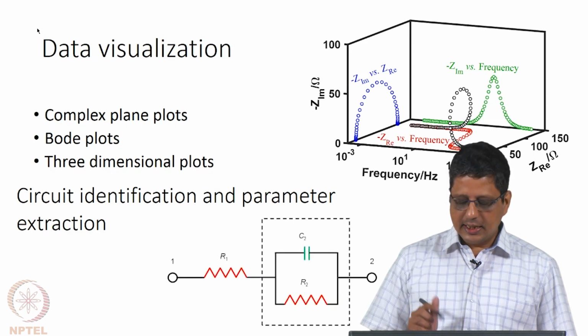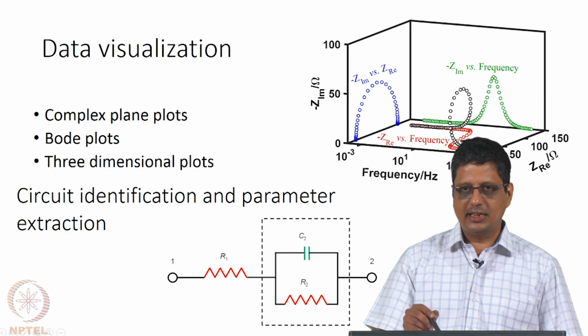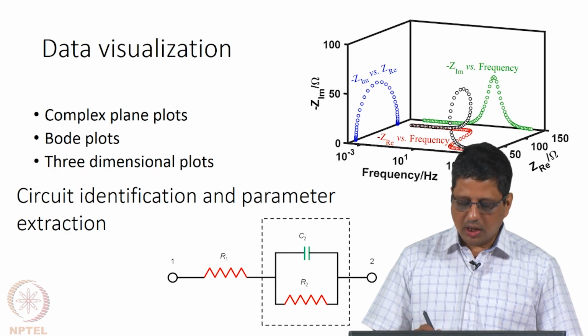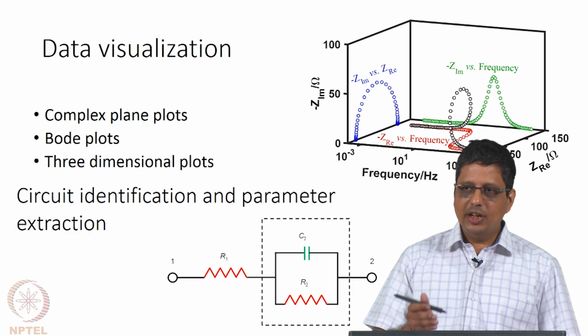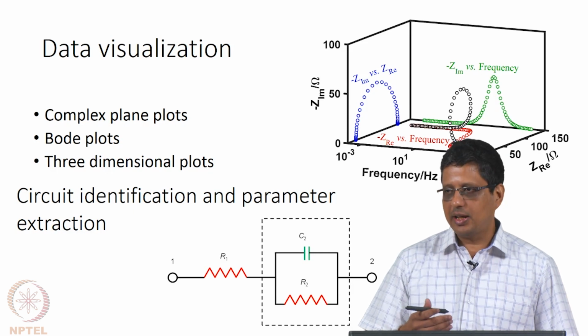That's the first part. Let us say we realize that this circuit can be used to model the particular data, which looks like a semicircle here in the Nyquist plot. Next is, can we find the values of R1, R2 and C2? Third, after we get the values, how do we interpret them? What is the meaning of C2 being 10 microfarad per centimeter square, 20 microfarad per centimeter square?